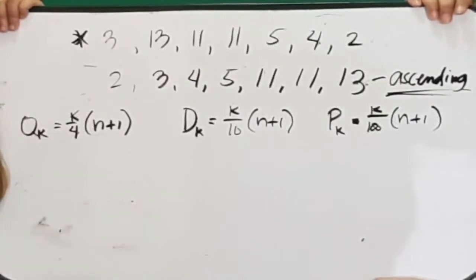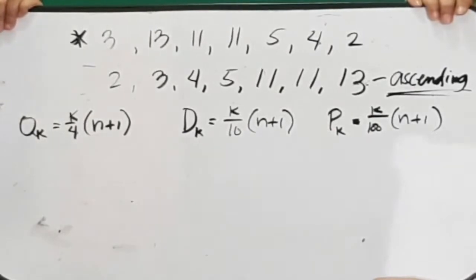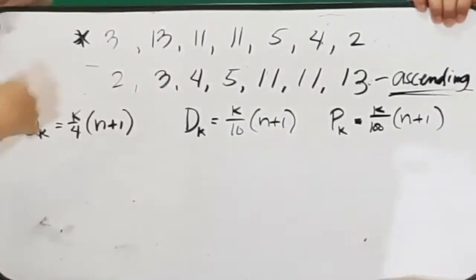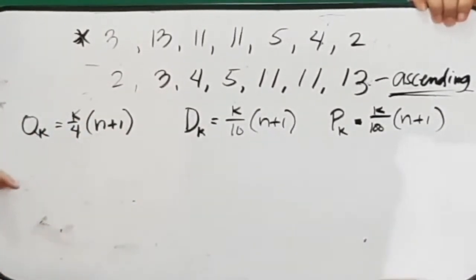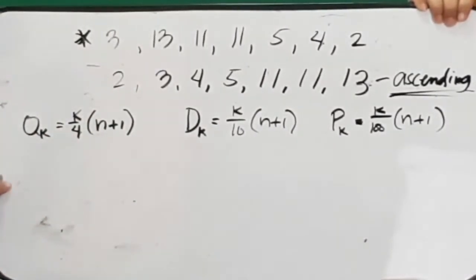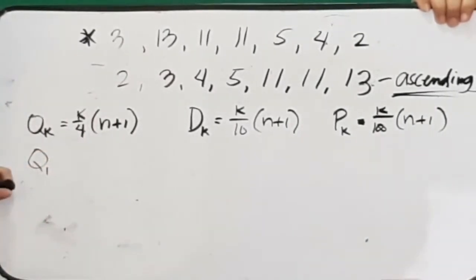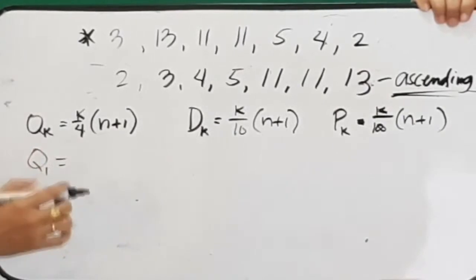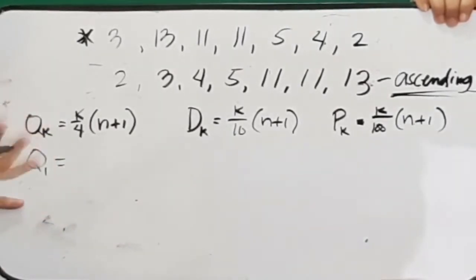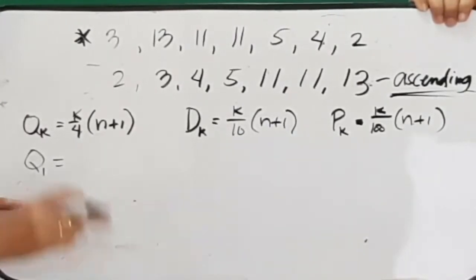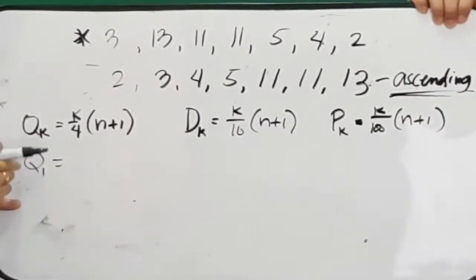But the very first thing you do is, don't forget, arrange the data into ascending order. Now, since it's already arranged in ascending order, or from smallest to largest value, and since we're asked to solve for the first quartile, that means you have to solve for Q sub 1. Okay? Because you are looking for the first quartile that is given in the problem. So therefore, the next step is we have to substitute it into our given formula. So here we have Q sub K, so that means we have here Q sub 1.